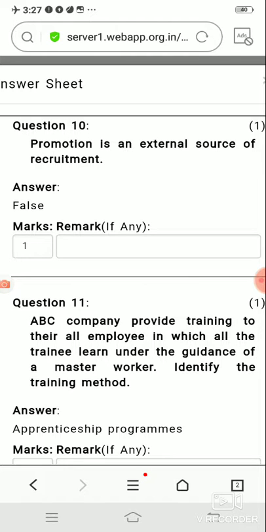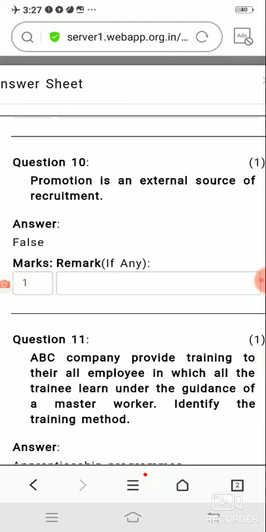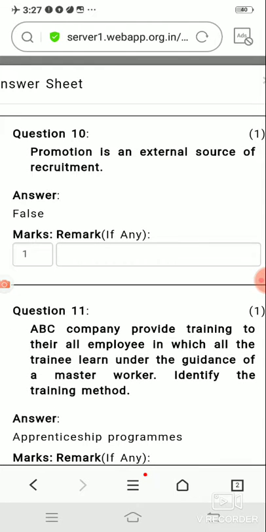Next is: promotion is an external source of recruitment. This is false. Why? Because promotion is basically what? The employees, those who are already working in the organization, we are promoting them to a bigger or higher position, right? So these employees are from inside the organization only.